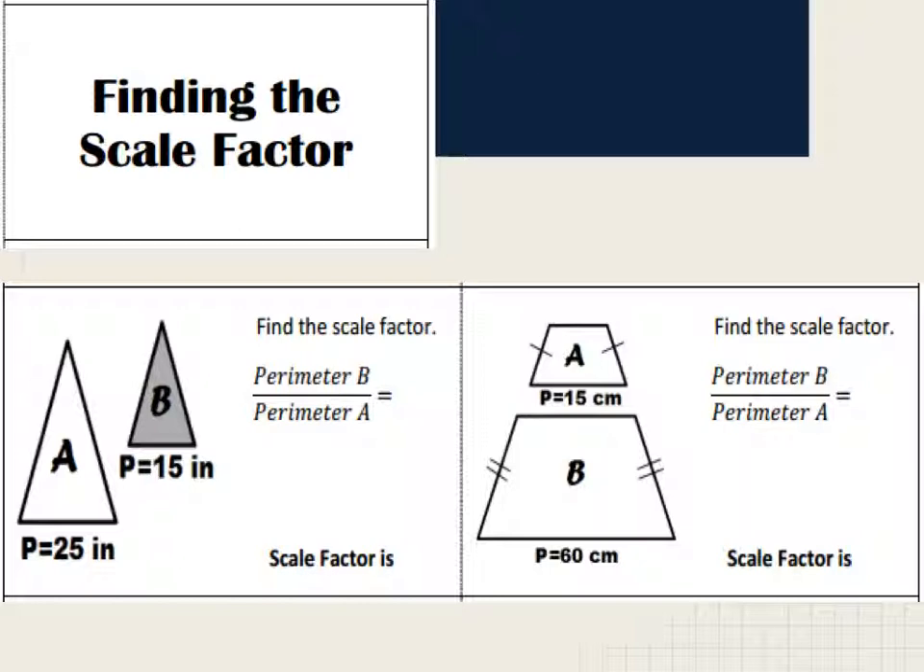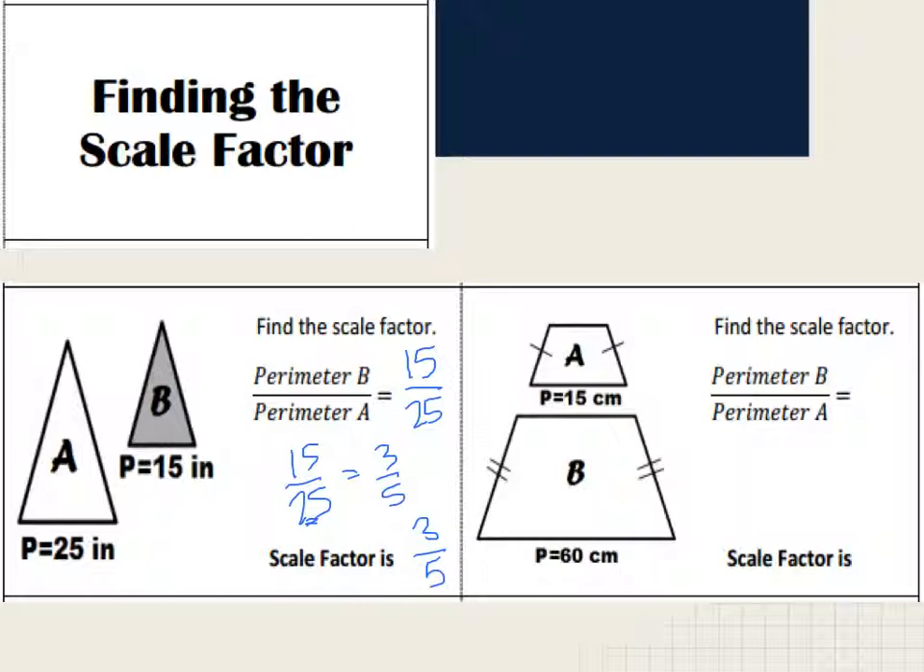The perimeter of triangle B is 15 inches. The perimeter of triangle A is 25 inches. So 15 over 25 can reduce to 3/5 if we divide the top and the bottom by 5. 15 divided by 5 is 3. 25 divided by 5 is 5. Our scale factor is 3/5.